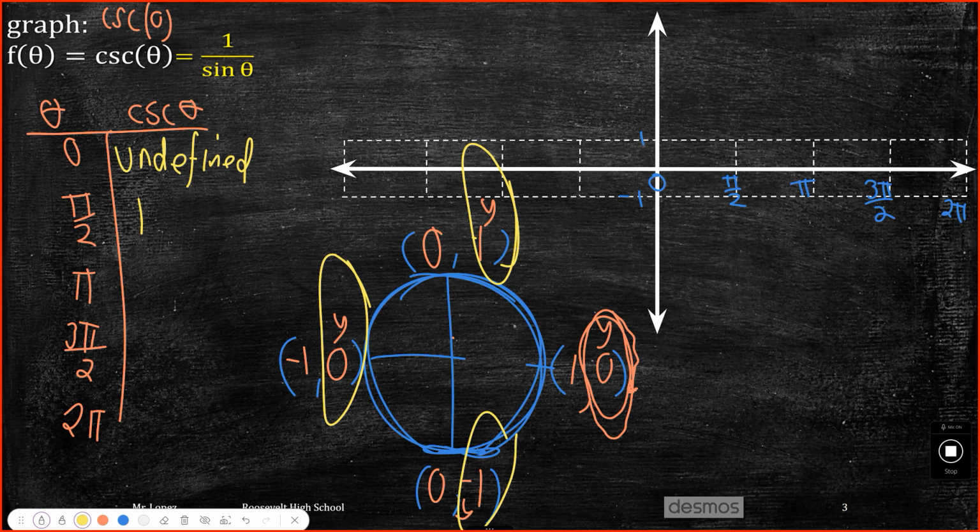Pi. Cosecant of pi, cosecant pi. Can we speed it up a little bit? What is it? Is it negative 1? I'm trying to mess with you. It is undefined. Three pi by 2, that one is going to be negative 1. Yes? So what's this one going to be? Undefined?